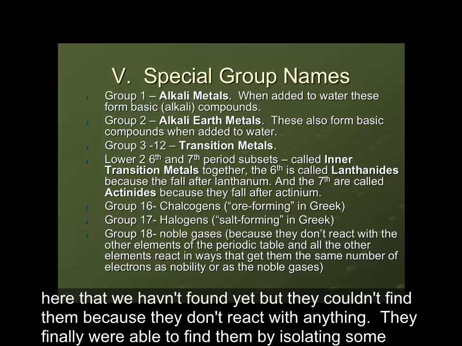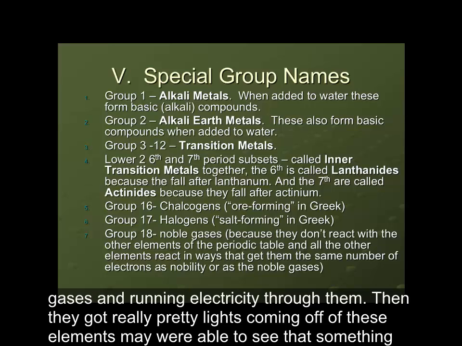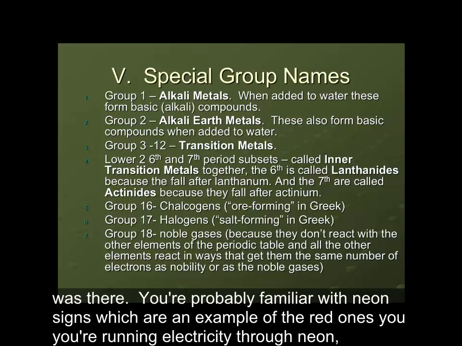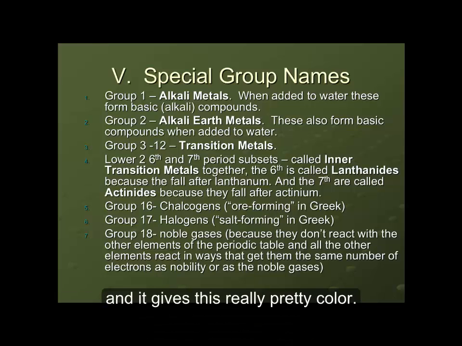And they finally were able to find them by isolating some gases and running electricity through them, and then they got really pretty lights coming off of these elements, and they were able to see that something was there. You're probably familiar with neon signs, which are an example of the red ones. You're running electricity through neon, and it gives us really pretty color.